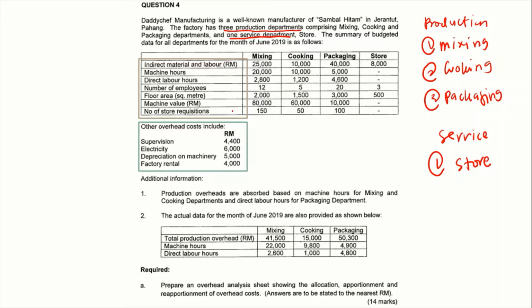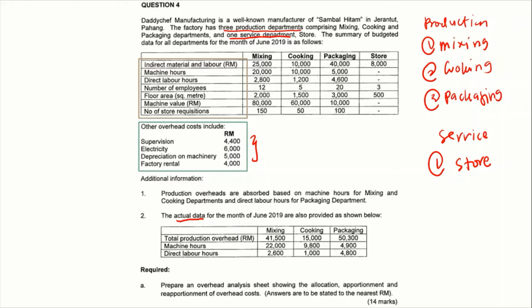So these amounts are all budgeted amounts for the overhead costs. You can see that direct material is as stated and so on. The other overhead costs are as below. The additional information is that the production overhead is absorbed based on machine hour for the mixing and cooking departments, and direct labor for the packaging department. The actual data is as below. So required, prepare an overhead analysis sheet.